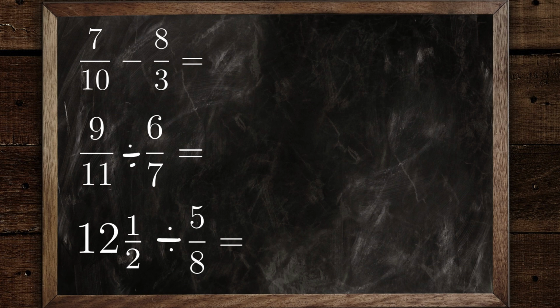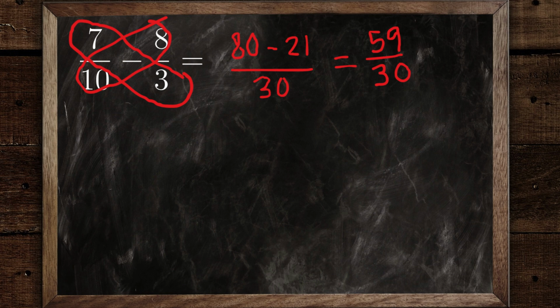Okay, so hopefully you didn't find them too hard. Let's go over the first question. 7 over 10 minus 8 over 3. Now this is very similar to the example we went over when we were adding fractions. Instead of adding, as I mentioned before, you just subtract. So you still cross multiply.